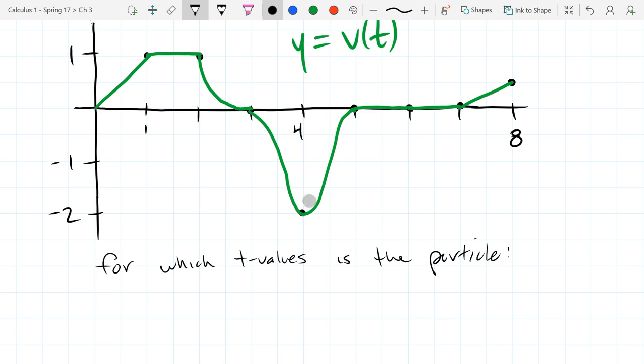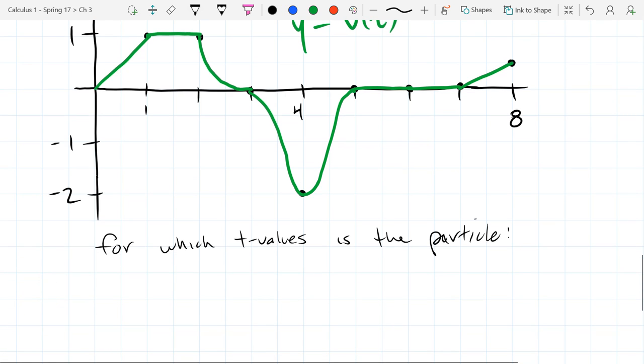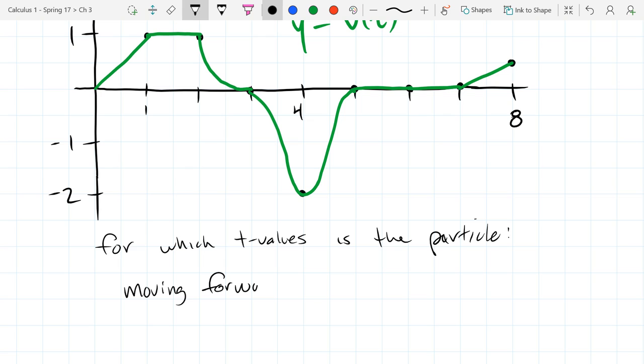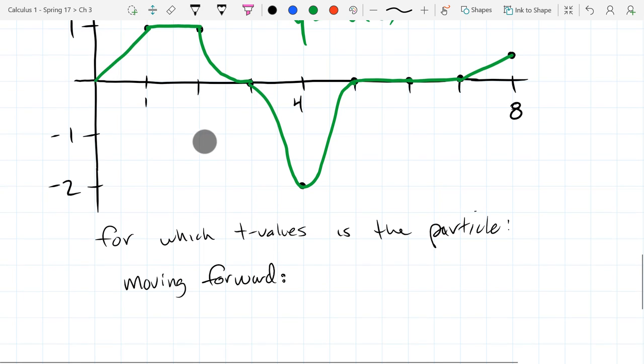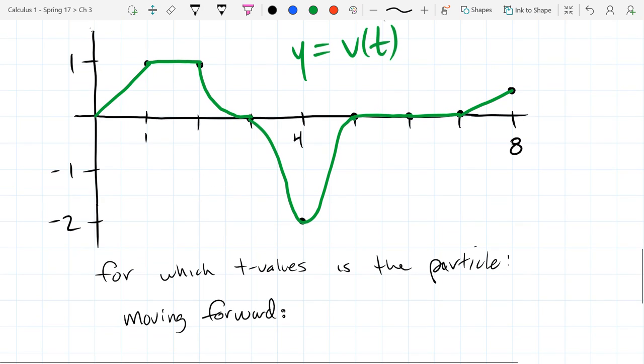So this will describe how a particle is moving, and let's start with moving forward. So before we describe the t values, what does it mean to move forward with the velocity? So what does it mean to move forward when it comes to velocity? So don't say things about the acceleration or the position. Only the velocity.